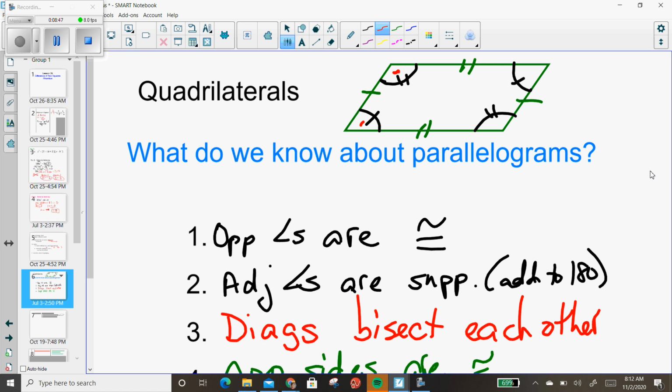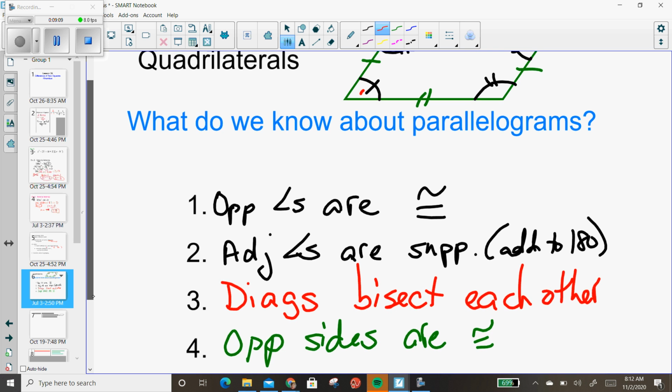We remember that in any parallelogram, the definition is top and bottom are parallel and left and right are parallel. Other properties are that the opposite angles are congruent. The adjacent angles are supplementary. So two angles right beside each other as we go around the parallelogram will add up to 180.